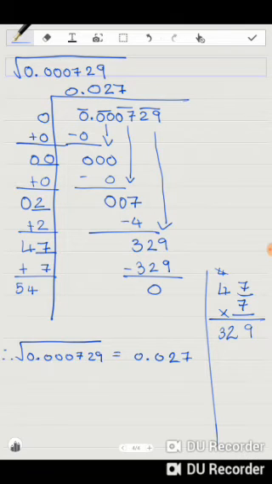0.027. So see over here, if you notice, there are 6 decimal places in the number, but when I find the square root, there are 3 decimal places. So the answer will always have half the number of decimal places. That is why we need an even number of decimal places over here. Are we clear about it?